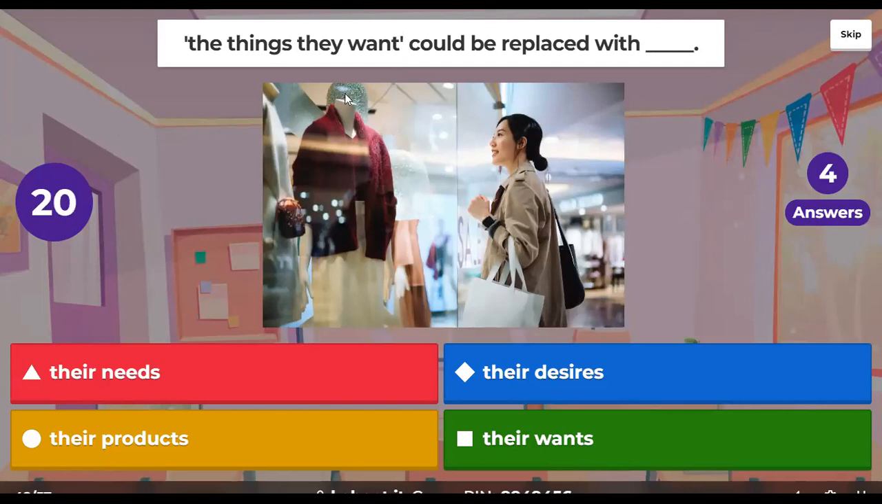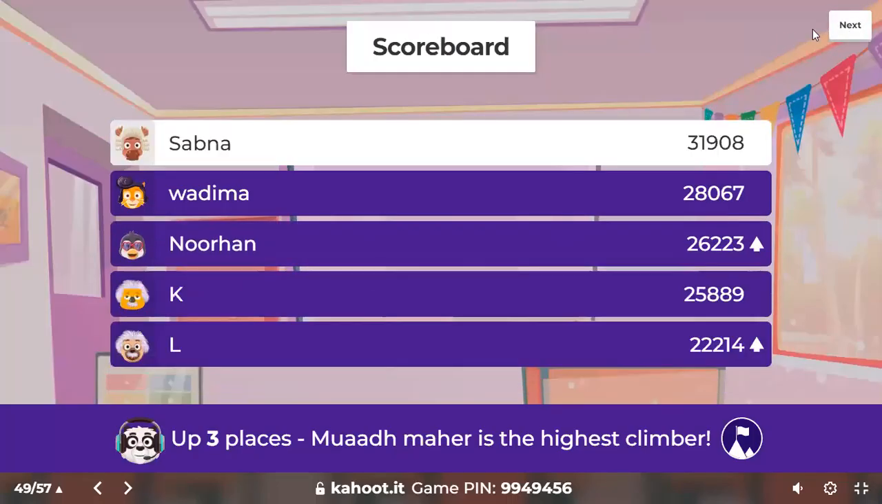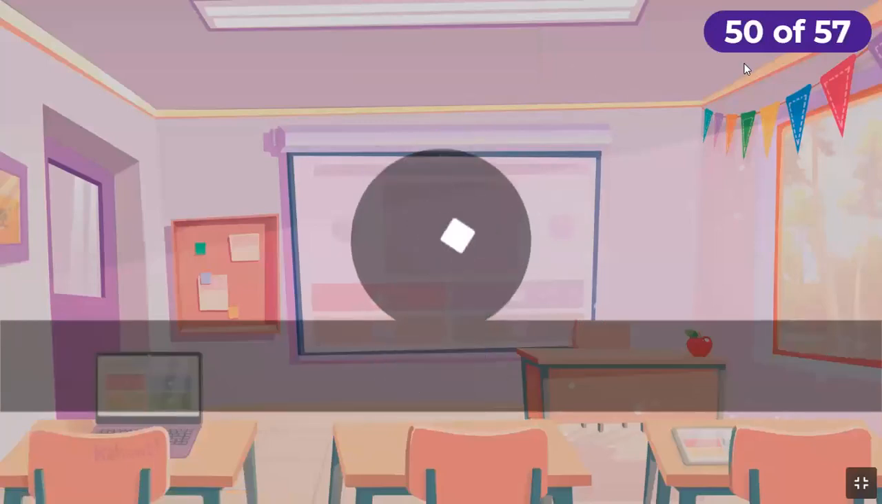Right, okay, now here we have the statement: the things they want could be replaced with what exactly? The things they want, their needs, their desires, their products, their wants. The word products doesn't fit, never. Let's look at the context in which it is used here: it doesn't mean products at all. They want whatever you want, guys. But it's not necessarily a product. Okay. Next.